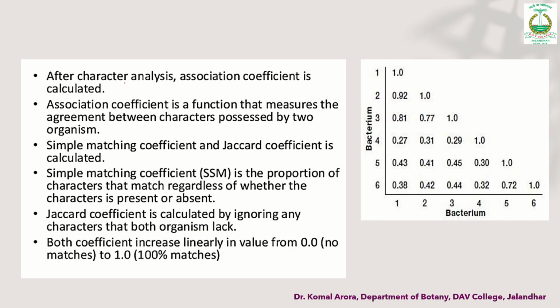After character analysis, the association coefficient that we just discussed is calculated. The association coefficient is a function that measures the agreement between the characters possessed by 2 organisms at a time. The simple matching coefficient and the Jaccard coefficient are calculated. The simple matching coefficient, called SSM, is the proportion of the characters that match regardless of whether the character is present or absent, so we have considered the D category also. Whereas the Jaccard coefficient is calculated by ignoring any characters which are absent in both organisms, so we don't take the D category into account.